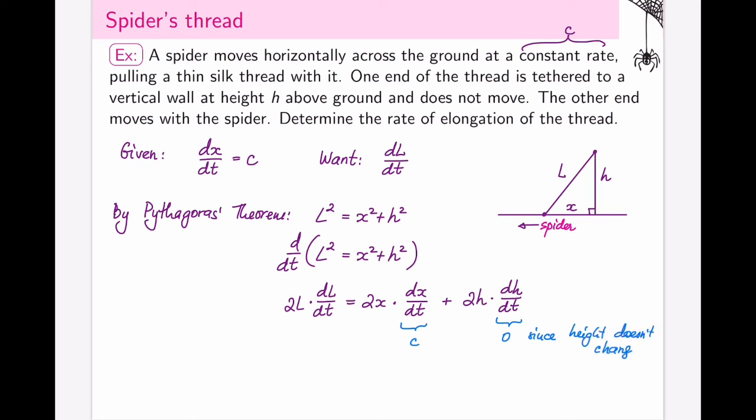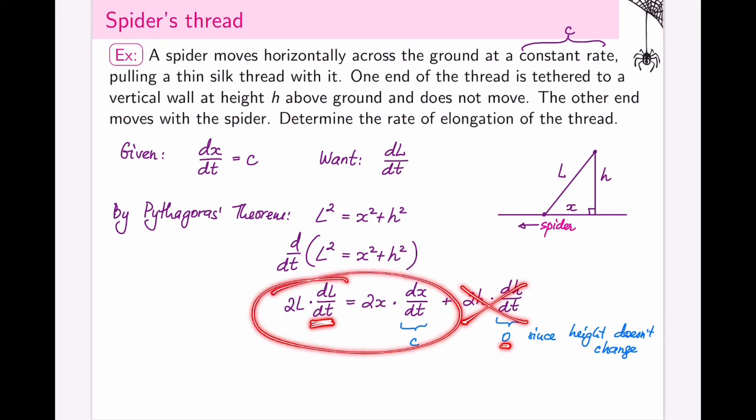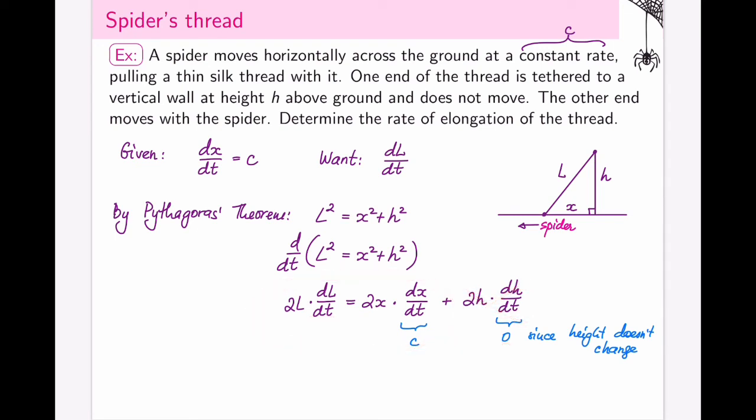And now that I have that all together, I know that then this whole piece is going to go away because it's times 0. I am after this expression right here, so I can in fact solve this equation for dL by dt. Okay, so what are we going to get solving for dL by dt? If you go through the steps carefully, I'm going to divide both sides by 2L. And so altogether, I'm going to end up with dL by dt is equal to x times c divided by L.